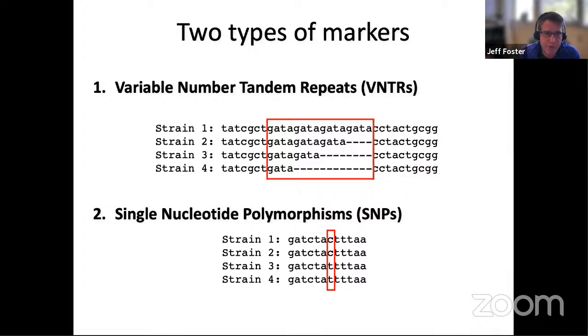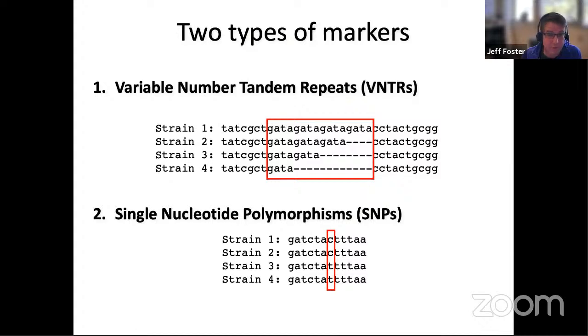And there's been two primary ways that we've done that. The first of these is using variable number tandem repeats, also known as VNTRs. In the vertebrate world, they're called microsatellites. But the basic idea is that you have different numbers of repeats. And so you see in this example, the first strain has GATA repeated 4 times. The second strain has it repeated 3 times. The third strain has it twice, and the last strain has it repeated once.